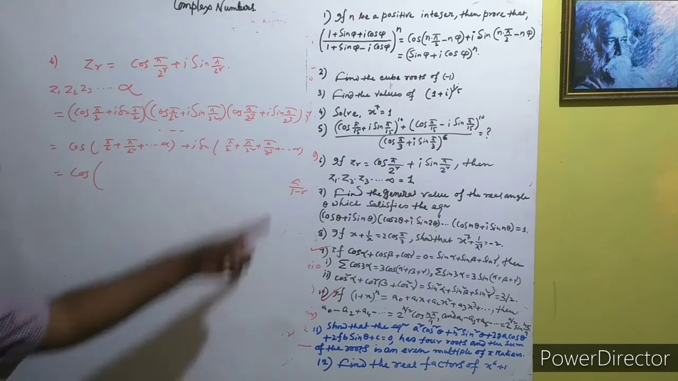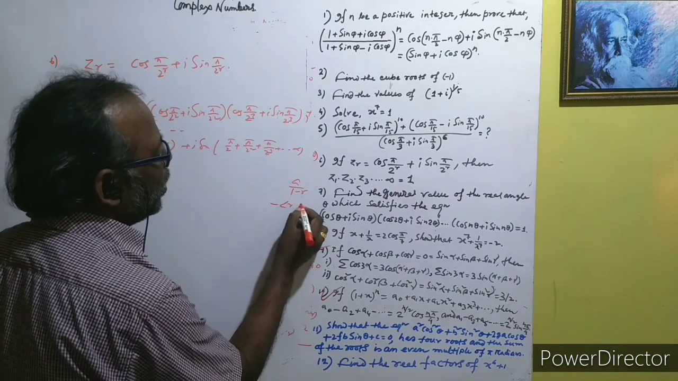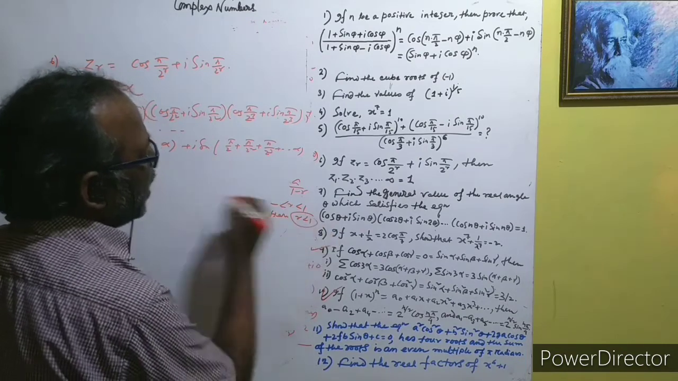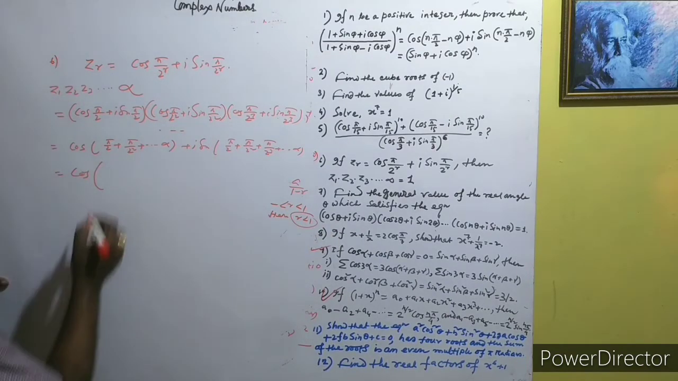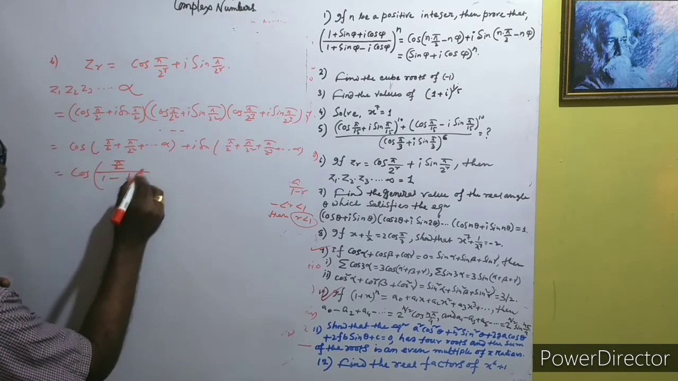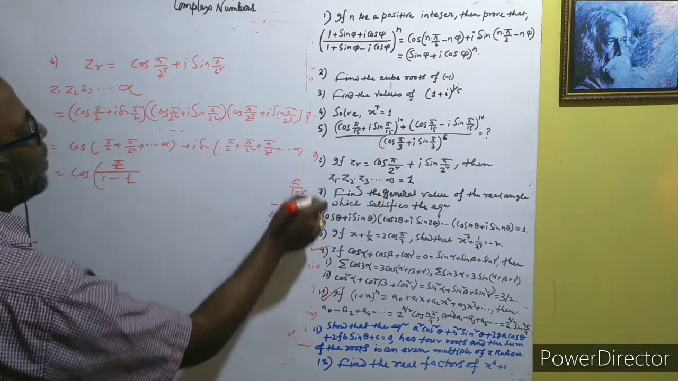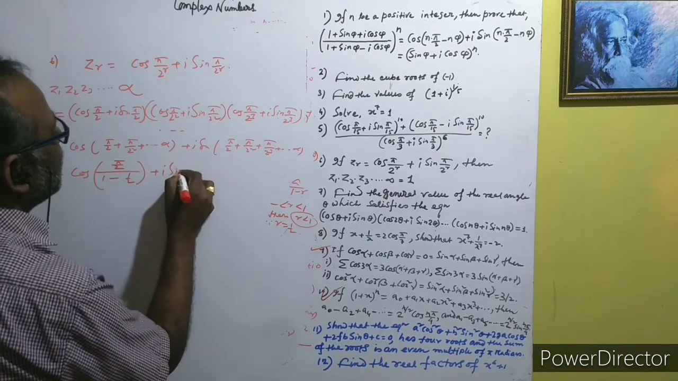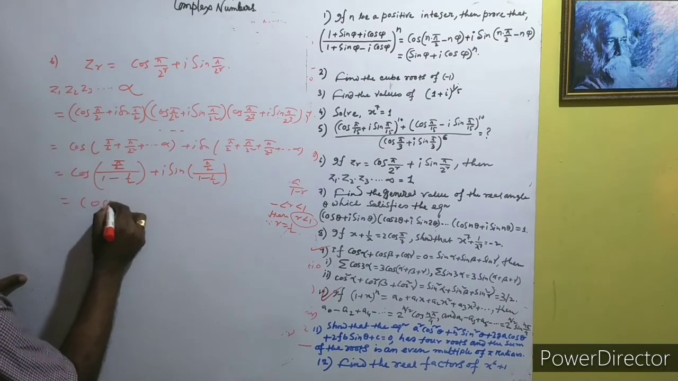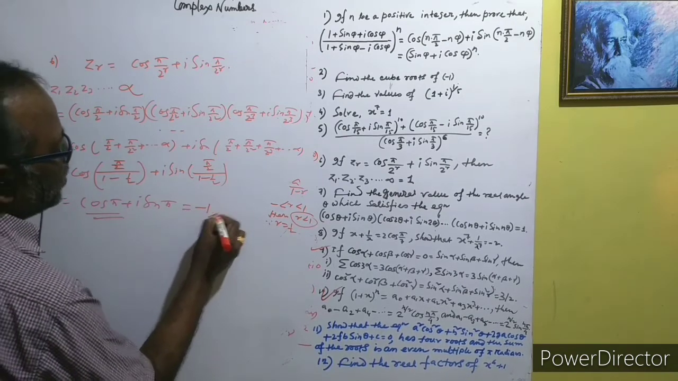It will be possible when the value of r lies between minus 1 and plus 1. See here, r is less than 1. So you apply the rule, that is a by 1 minus r. So a here is pi by 2, and r is equal to half here, so that's why I apply the rule a by 1 minus r. So for the sine also, pi by 2 by 1 minus half. Therefore this is cos pi plus i into sin pi. Therefore cos pi is minus 1 and sin pi is 0. So minus 1 is the answer.